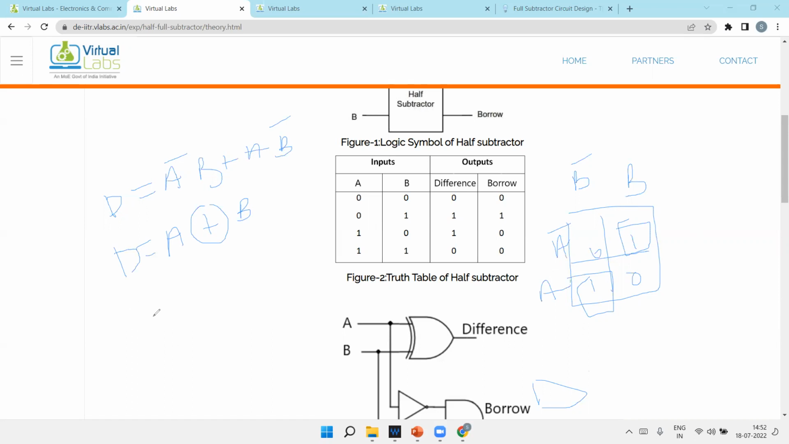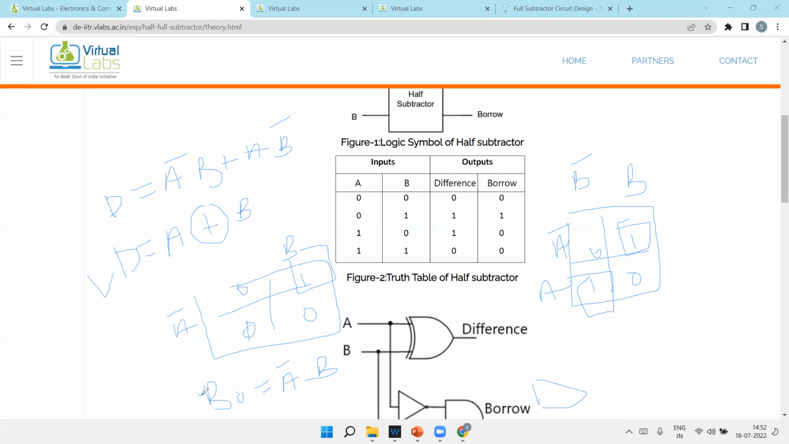Now for the borrow part, what is the equation? Let's see, 0 1 0 0. So only one 1 is there. From here it is A bar, from here it is B. So for the borrow equation, it will be A bar into B. For borrow, it is A bar into B. So these are the two equations: difference is A XOR B and borrow is A bar B.